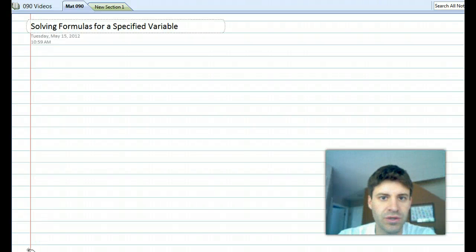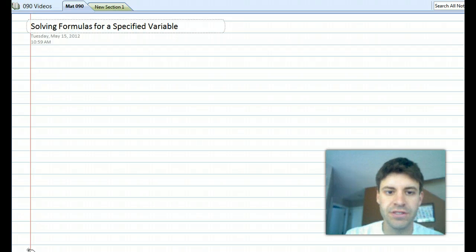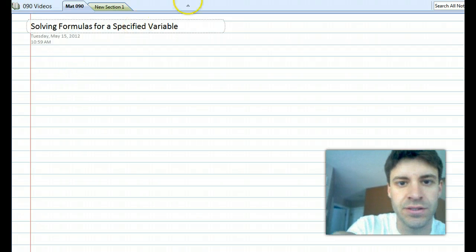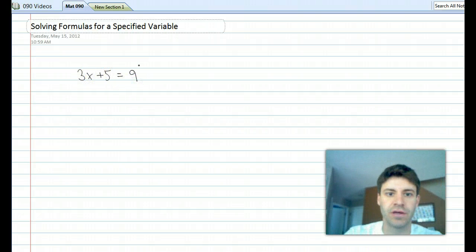Okay, in this video we're going to talk about how to solve a formula for a given variable. Now in previous videos we've solved equations that look like this: 3x plus 5 equals 9. Something like that. We've been solving those.